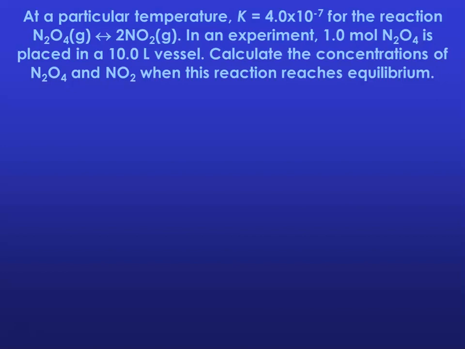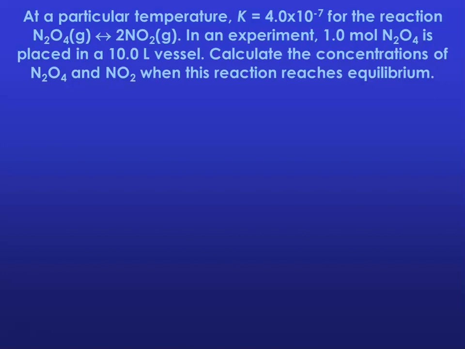And so we see that here in this example. We have dinitrogen tetroxide breaking down into nitrogen dioxide. The K is 4 times 10 to the negative 7th. So primarily it's staying as N2O4. Only a very small fraction is being converted to NO2. We do have a balanced equation, and we're taking 1 mole of N2O4, we're placing it in a 10-liter vessel, and we want to know what the concentrations are of these two components when equilibrium is established.